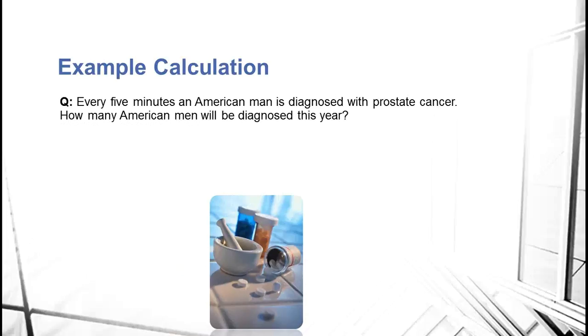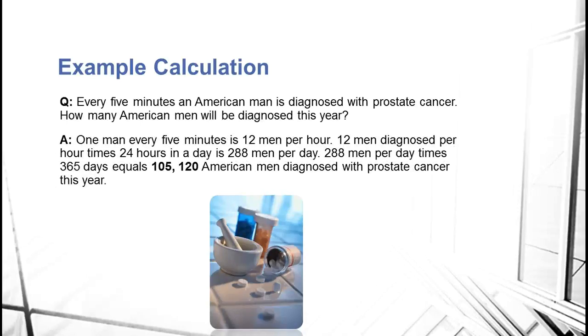Another simple example, and the reason we chose this one is because it has to be broken down into several different components, and you'll see what I mean when we bring up the answer here in one second. Every 5 minutes, an American man is diagnosed with prostate cancer. How many American men will be diagnosed this year? So you have some information, so you know that every 5 minutes someone's diagnosed, and then they're asking about how many would be diagnosed in a year. You have to really break this down into different components.